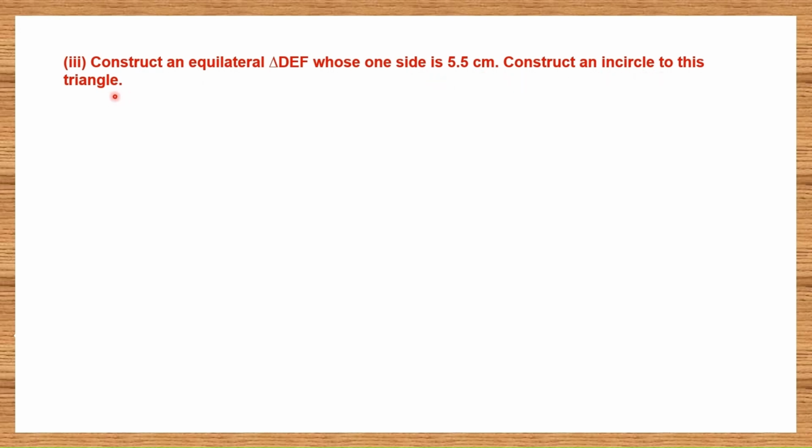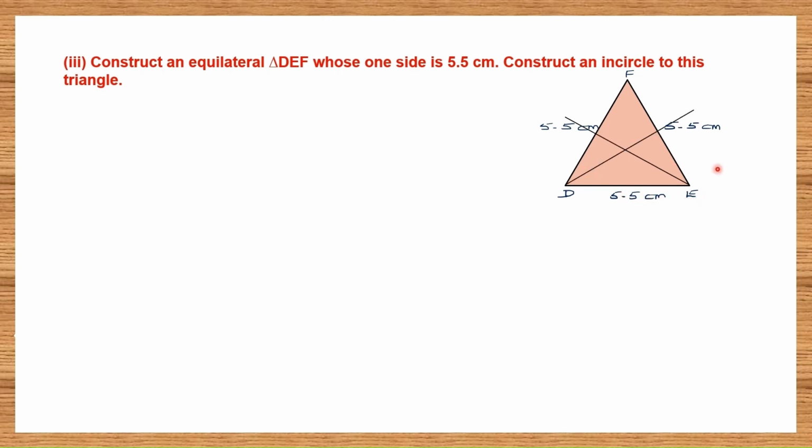So let's draw our rough figure. So we have our triangle there. The triangle is triangle DEF and all sides have the same measurement. So first draw the triangle. Now we're going to construct an incircle. For that you have to bisect any two angles. So let's bisect E and D.